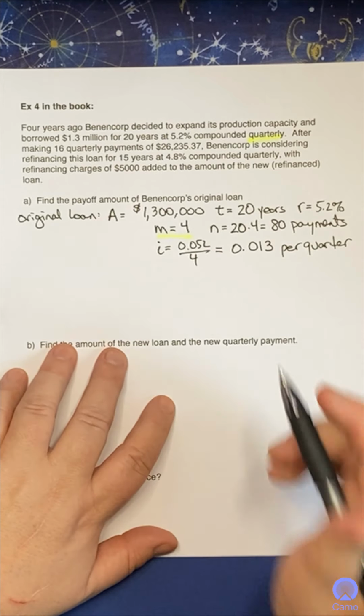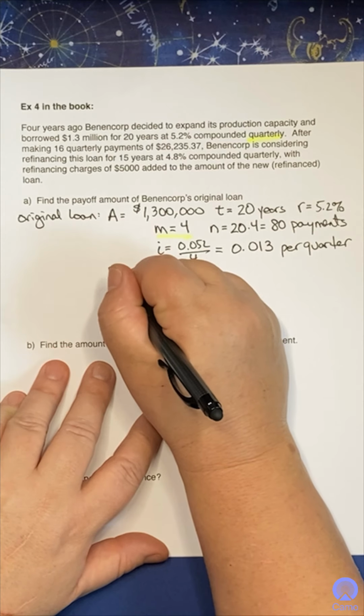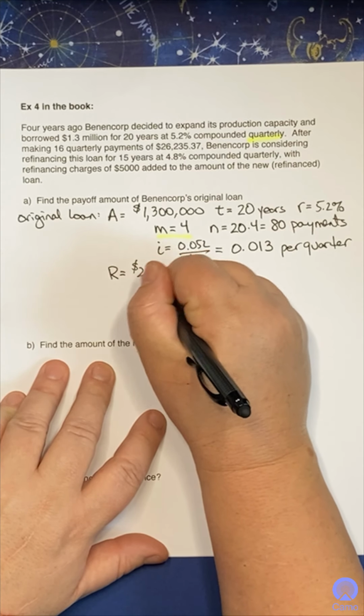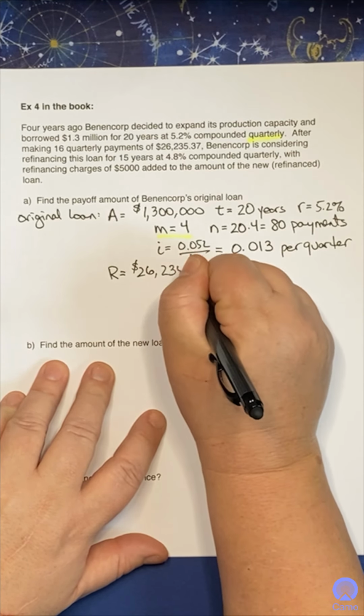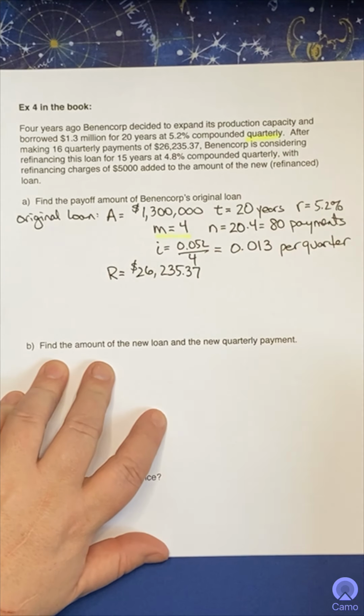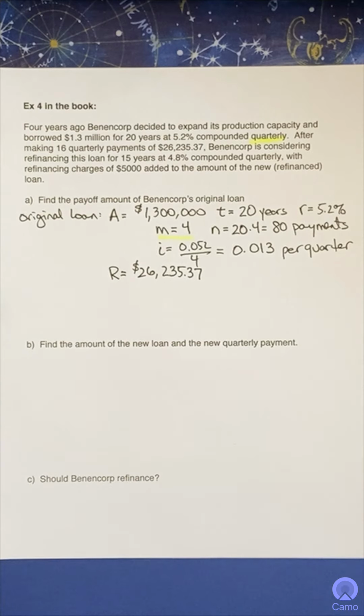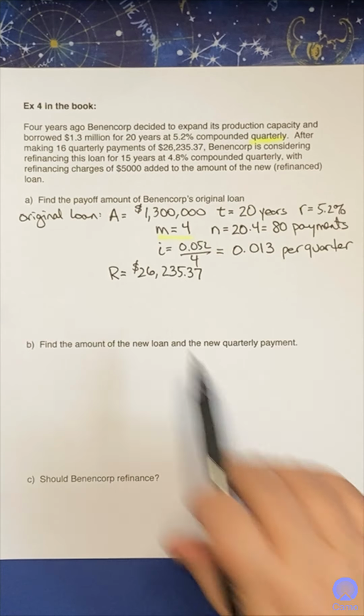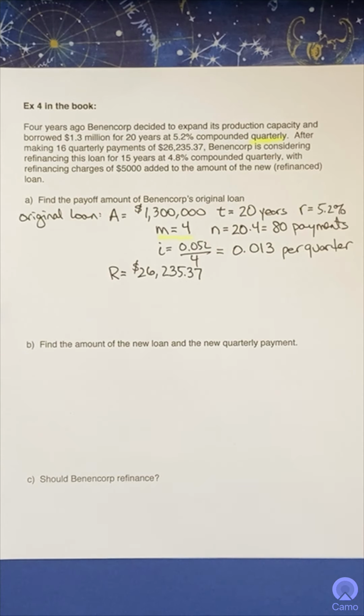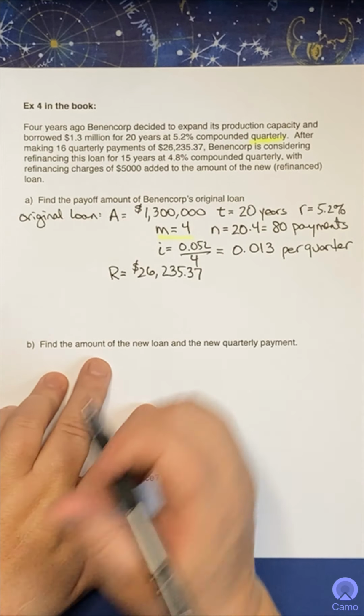Also, we know that our payment amount is $26,235.37. Why is it so high? Well, it's so high because they're only paying quarterly, not monthly. So they have to pay off their loan in big chunks. If they were paying monthly, this would be considerably less. Okay, so that's the original loan.